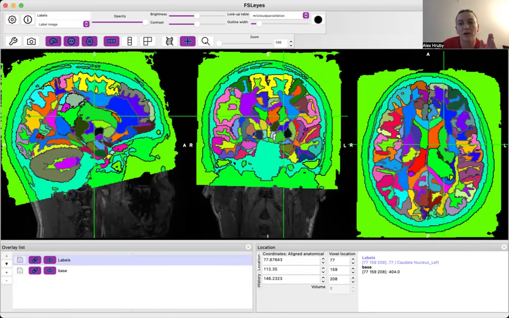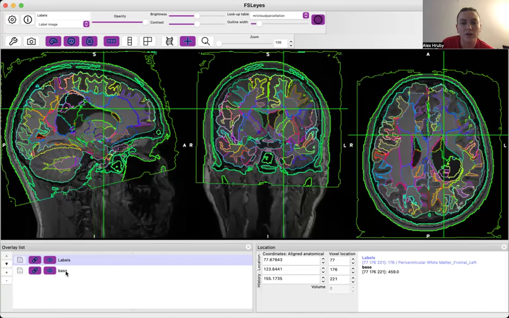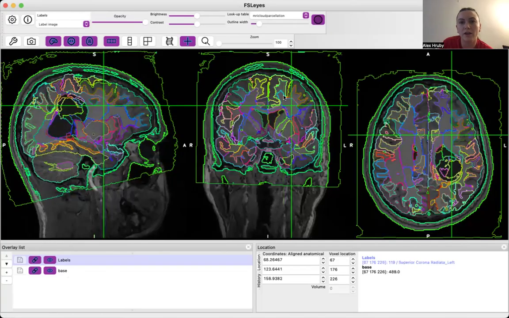I'll try to make something better. I tried to figure out where the file was for this number to name thing in the software, but it's eluding me. So I'll work on that as much as I can. But basically what you can see now in this image is you can click and it's going to tell you down in the corner, at the very least, the number that corresponds to that structure. And so I can see here, this is the superior corona radiata in the left hemisphere.